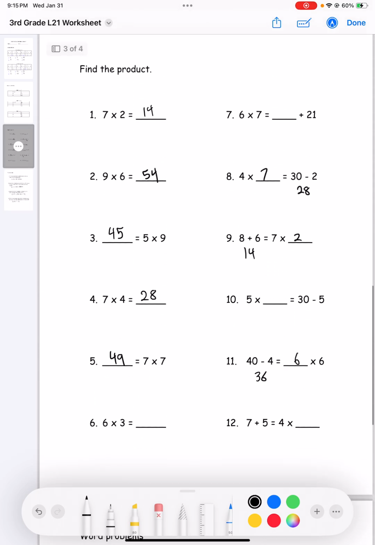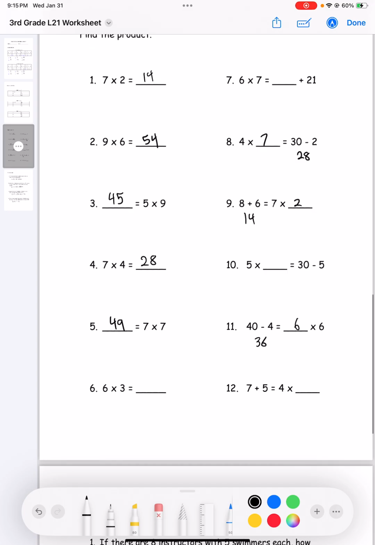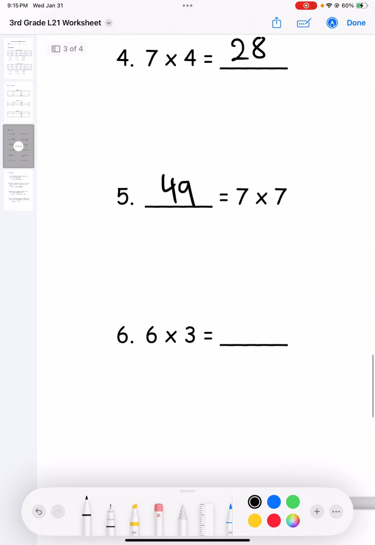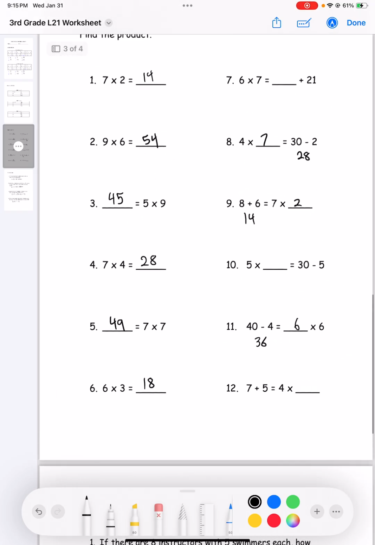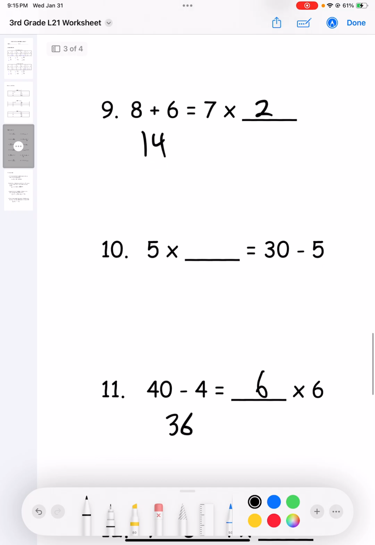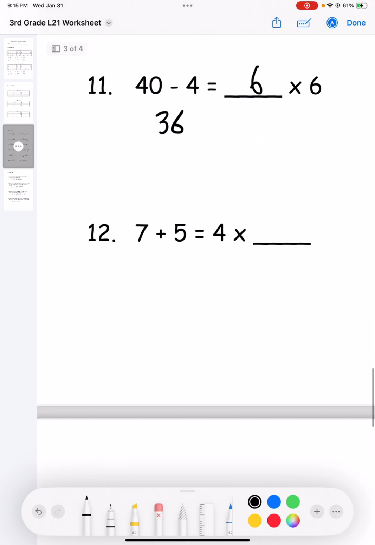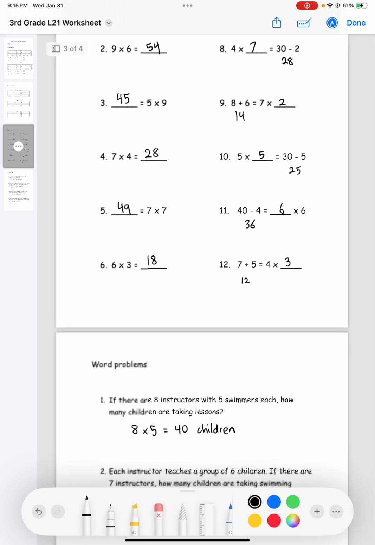Let's do one more problem from finding the product, or a couple more. Number 6, we have 6 times 3, which would be 18. And let's do number 10. We have 5 times what equals 30 minus 5. 30 minus 5 is 25. So 5 times what is 25? That would be 5 times 5. And then number 12, we have 7 plus 5 equals 4 times what? 7 plus 5 is 12. So that means 4 times 3 would be 12.